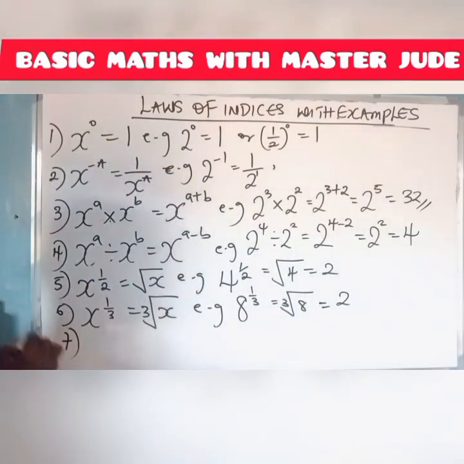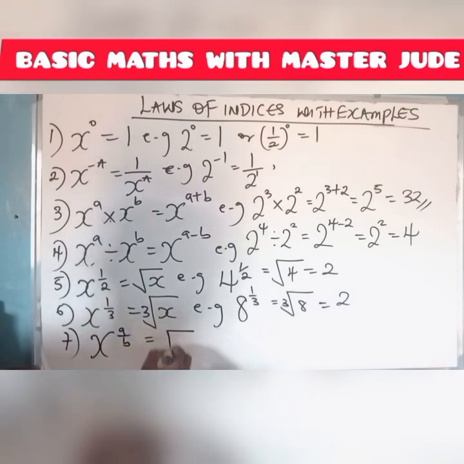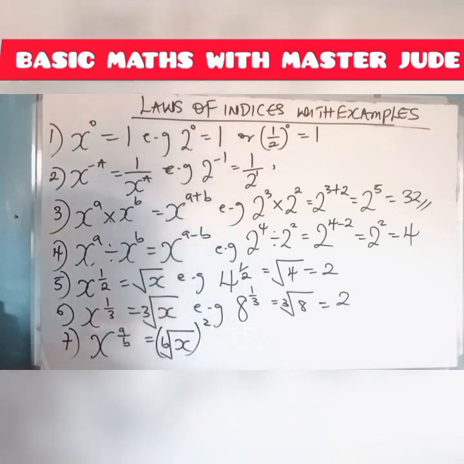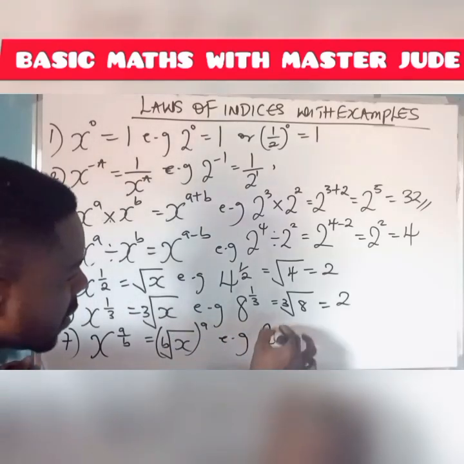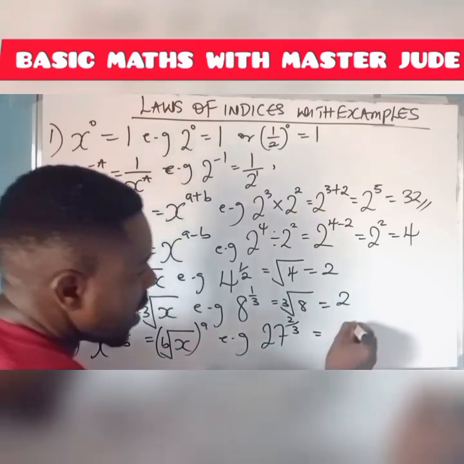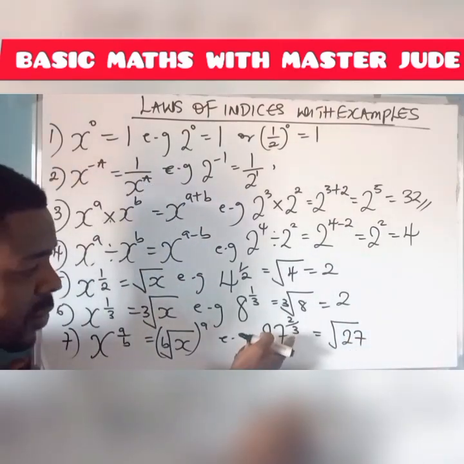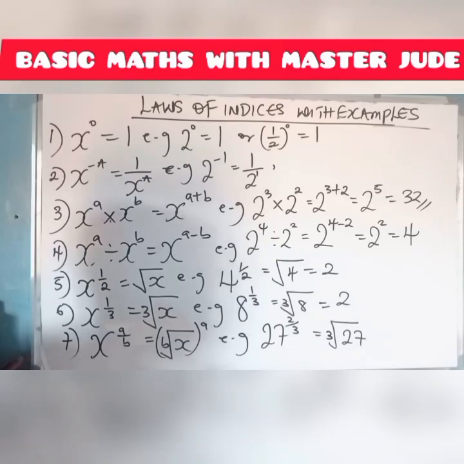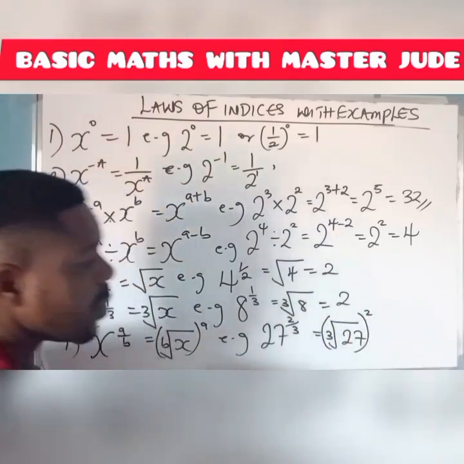Now, the seventh law says that x raised to the power a over b is the same thing as, if you change this, you are going to have it this way. Sorry, this is power a. For example, 27 raised to the power 2 over 3 is the same thing as, put your 27 in the root, then this 3 will be outside as the cube root of 27. Then you close it in a bracket, then you raise it to a power.